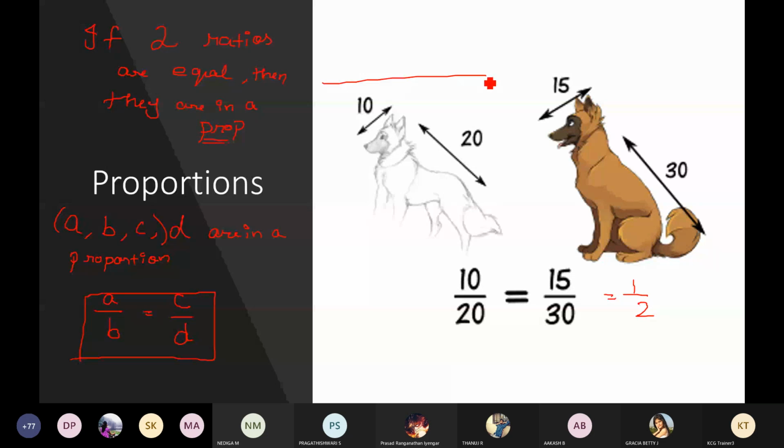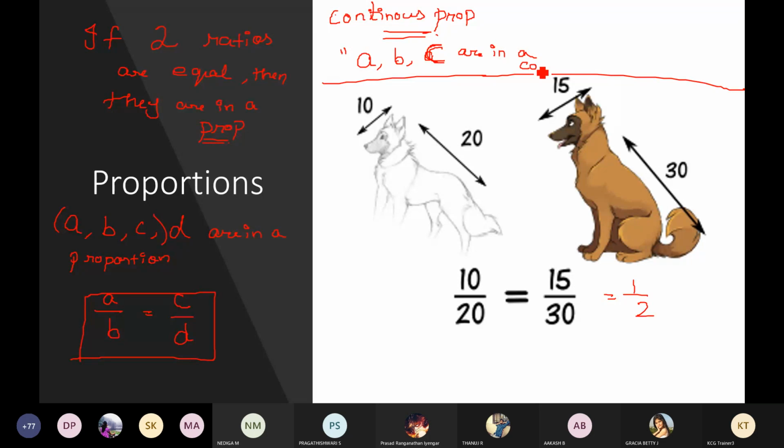What is the second type of proportion? The second type is what we call continued proportion, or continuous proportion. Listen carefully. If the question says A, B, and C are in a continuous proportion, what do I mean by that? Whenever I say proportion, it means equality of two ratios. Only when two ratios are equal can I say they are in a proportion.